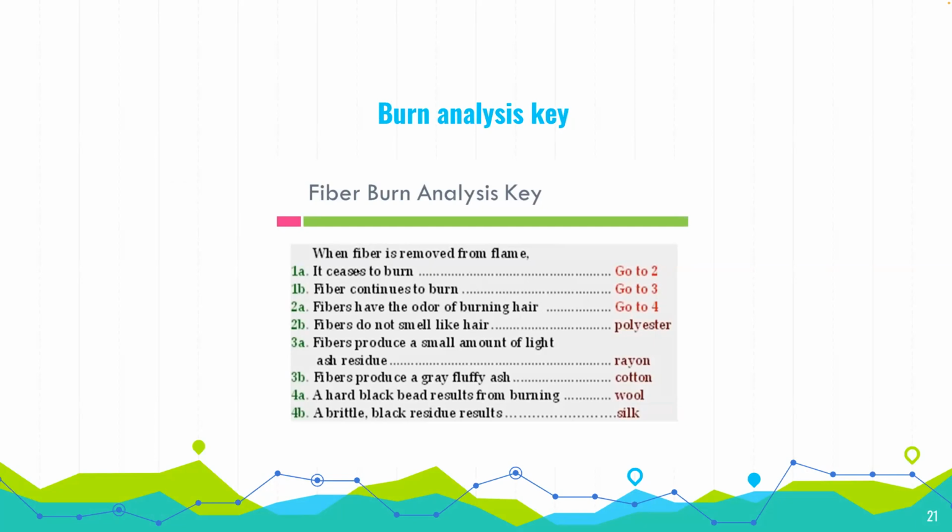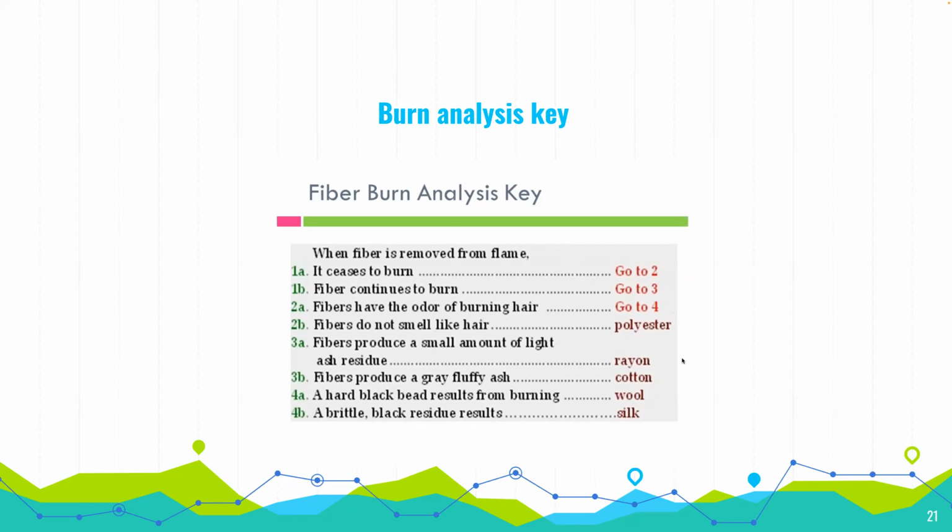But first, if it ceases to burn when removed from the flame, go to number 2. Again, if you don't know how this works, you look at 1A or 1B. If it's 1A, you do what it says, and if 1B, you go to the next one, and you choose between those two. So if it ceases to burn, go to 2. Fibers have the odor of burning hair, or fibers do not smell like hair, you go to 4, or polyester.